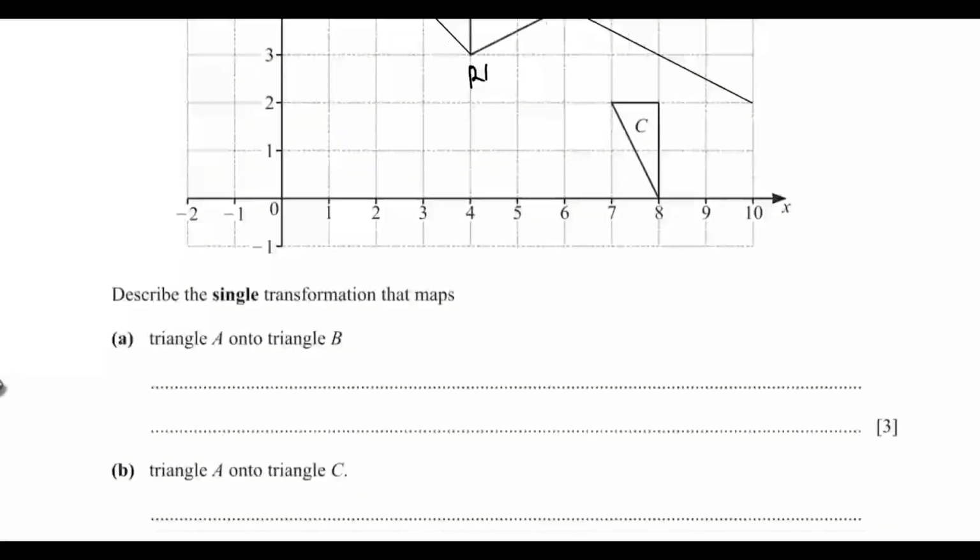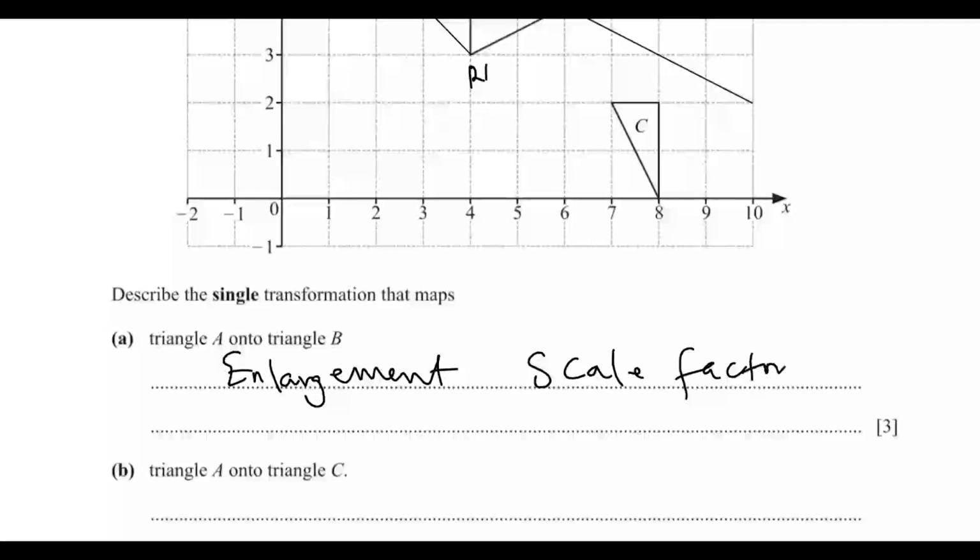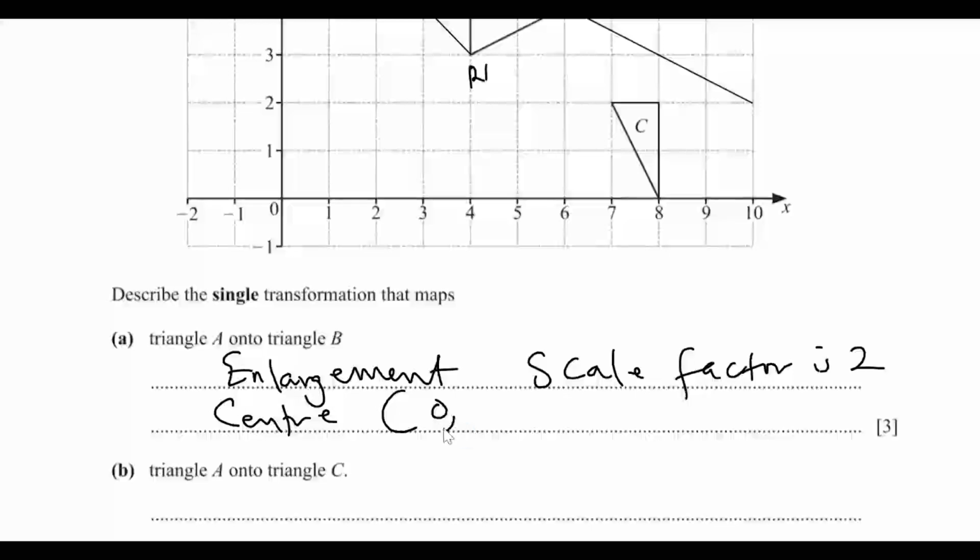So let's go down. The name of the transformation is enlargement. Then the scale factor is 2. And for the center of enlargement, you can say center X equals 0, Y equals 7.